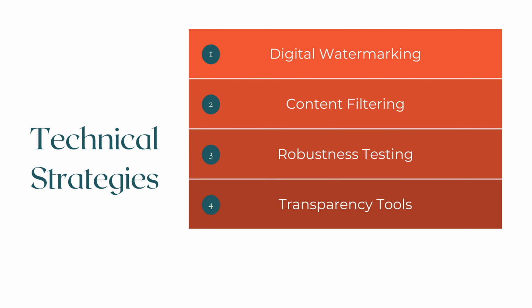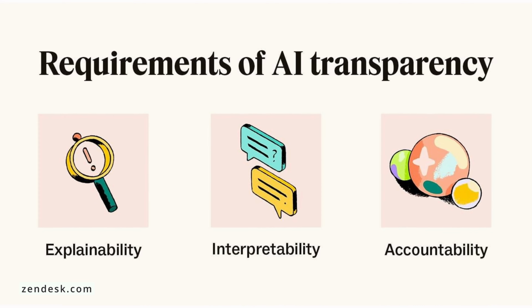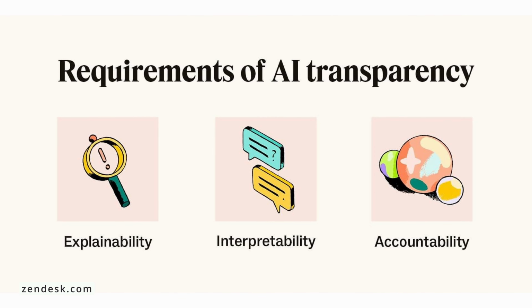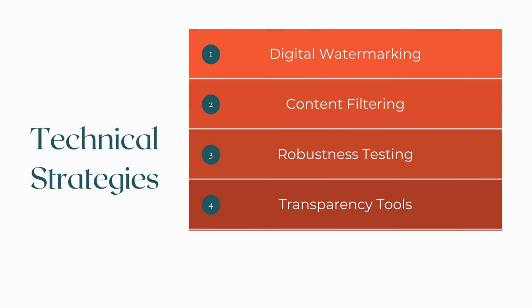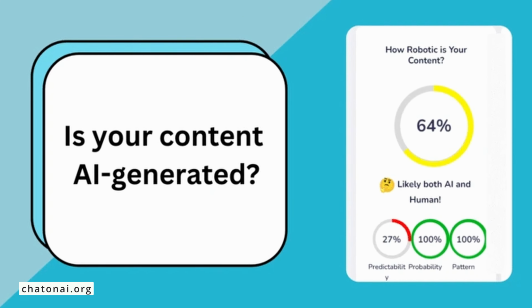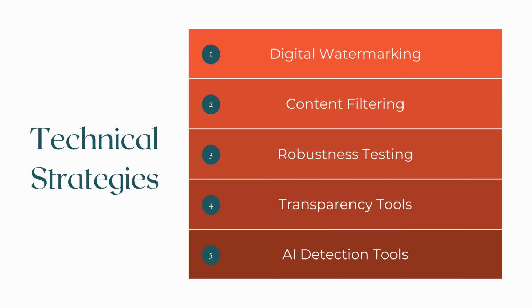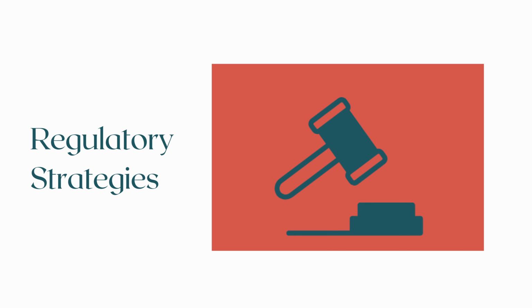Transparency tools, providing insights into AI decision making. Transparency builds trust in AI systems. AI detection tools, identifying AI generated content. These tools help fact checkers and journalists verify authenticity. Technical strategies are crucial, but they are just one piece of the puzzle. Now that we have explored technical safeguards, let's examine regulatory strategies for generative AI.